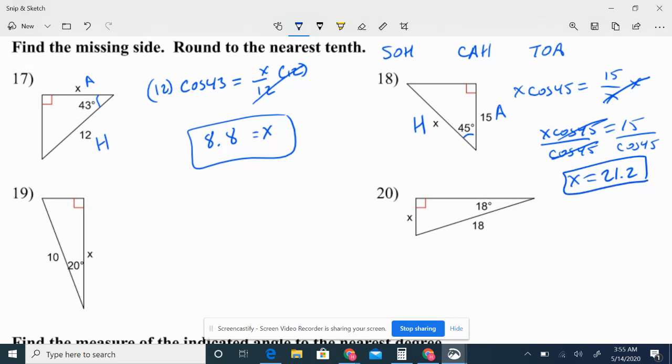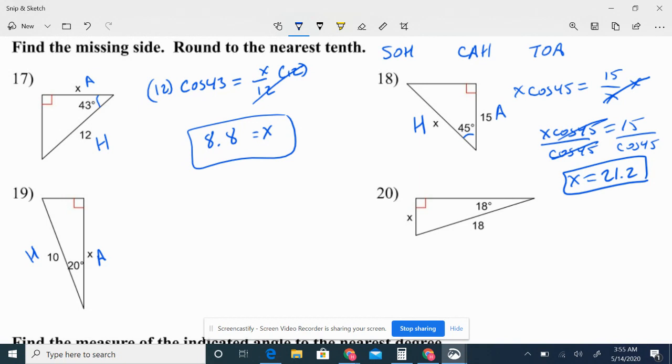Let's take a look at question number 19. I have the hypotenuse, and I have the adjacent. I'm dealing with cosine again. Now, just before I start, I'm expecting x, because the hypotenuse is the biggest side, to be less than 10. If I get something bigger than 10, it makes no sense. And just by looking at it, it looks like it's slightly less. So not a lot less. It's just a little bit less.